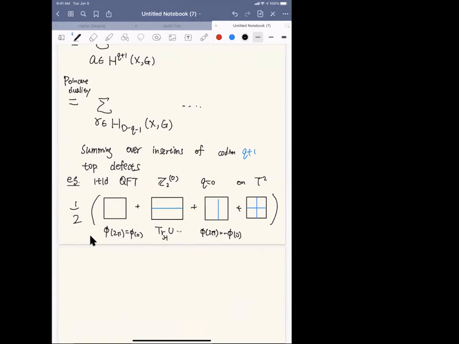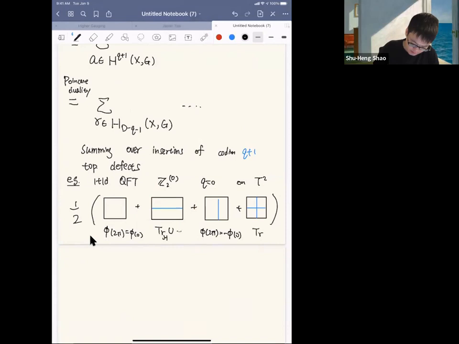And the other one, T2? That means you insert the Z2 operator on the twisted sector. I hope this is not controversial because this is literally what we do in ordinary orbifold CFT. The first two terms project to the Z2 even sector of the untwisted sector. The last two terms project to the Z2 even sector of the twisted sector. And the orbifold theory is the sum of the Z2 even operators from both the untwisted sector and the twisted sector.